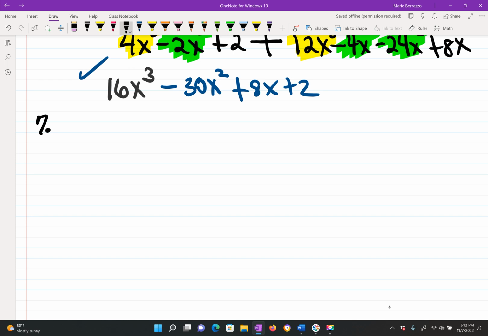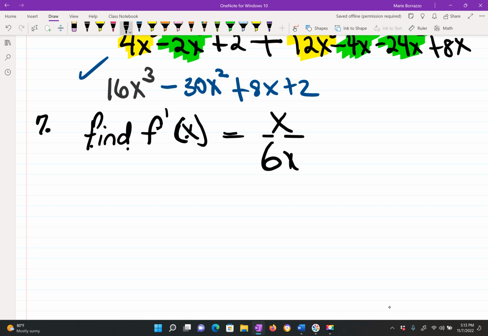So in this case we're going to find, there's nothing on this review that will not be fair game on the test. So keep in mind, like I said, no surprises. All right, so find the first derivative of x over 6x minus 8. See if you can do that one.